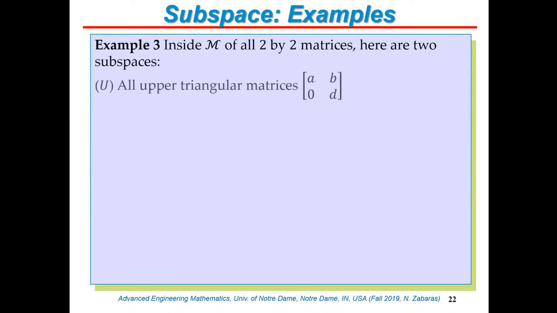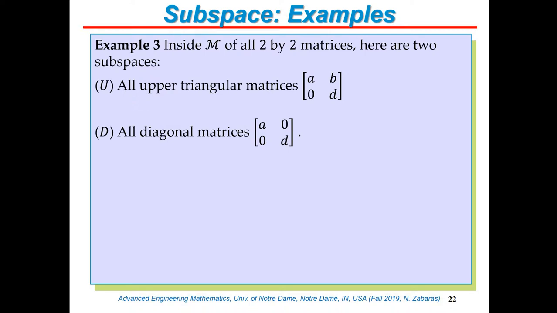All right, another example. If you consider the space of 2x2 matrices, you can think of the space of upper triangular matrices as a valid subspace. If you take two upper triangular matrices and multiply them by a constant, you still get an upper triangular matrix. If you sum two upper triangular matrices, you get an upper triangular matrix. So everything is satisfied. You can do the same thing with diagonal matrices. If you add two, you get a diagonal matrix. If you multiply by a constant, you get a diagonal matrix. You can also check immediately that the zero matrix is in both U and D.